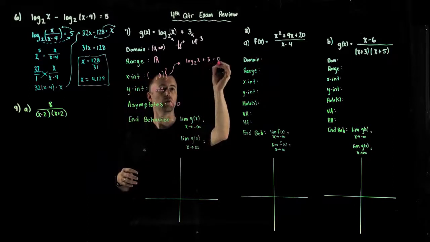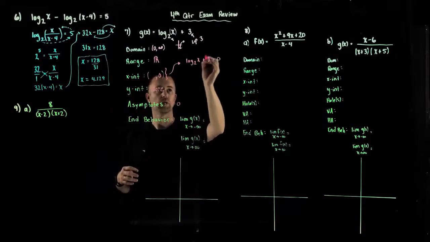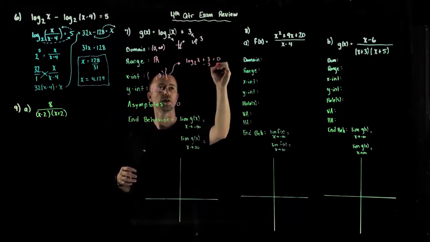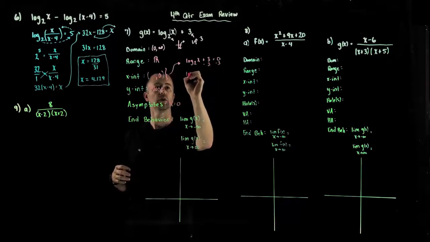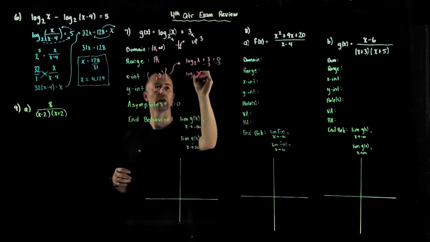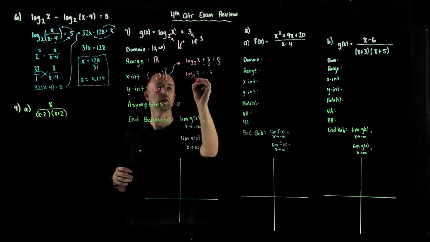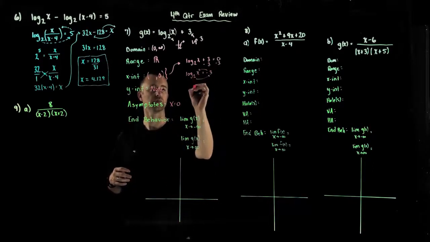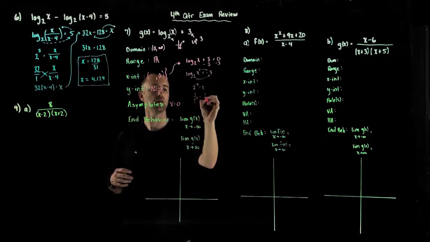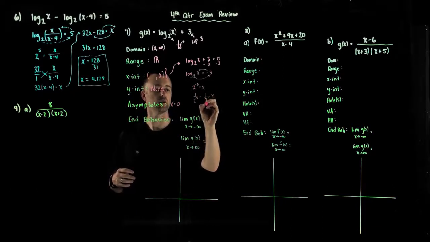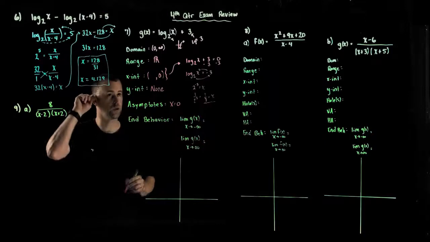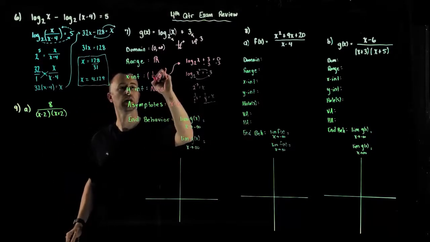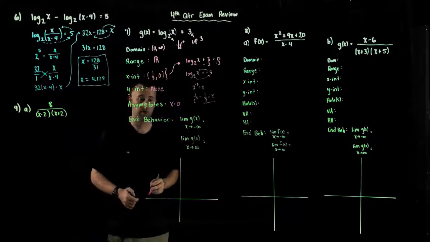So before you rewrite this as an exponent, we need to take this 3 and isolate that log. So I'm going to move it over here. So we have log base 2 of x equals negative 3. So I'm going to go 2 to the negative 3 equals x. Well, that's 1 over 2 cubed, which is 1/8 equals x. So your x-intercept is going to be at 1 over 8. So that's your x-intercept, which makes sense.